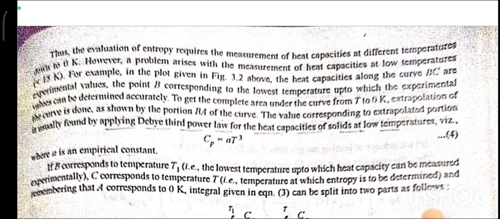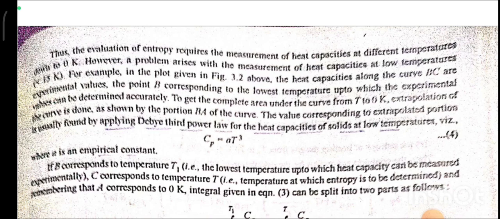However, a problem arises with the measurement of heat capacity at low temperature. For example, in the plot given in Figure 3.2 above, the heat capacities along the curve BC are the experimental values, the point B corresponding to the lowest temperature up to which the experimental values can be determined accurately. To get the complete area under the curve from T to 0 Kelvin, the extrapolation of the curve is done as shown in the figure, BA of the curve.